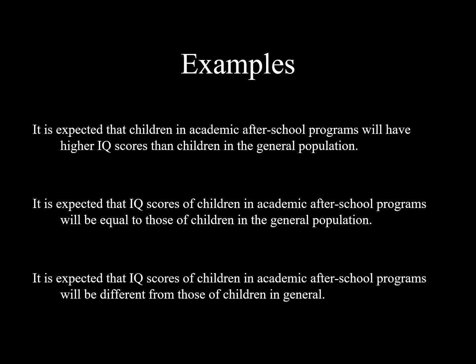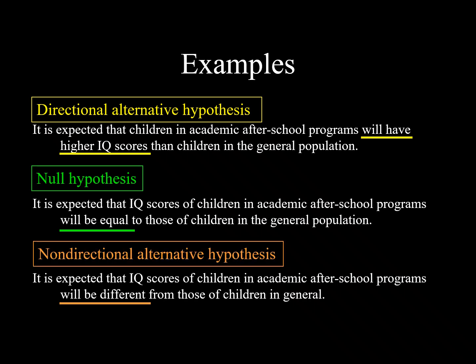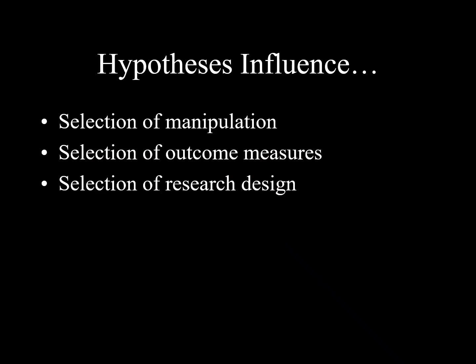So let's go through some more examples. It's expected that children in an academic after-school program will have higher IQs than children in the general population. So again, we have a directional alternative hypothesis. We'll have higher IQ scores. It is expected that IQ scores of children in academic after-school programs will be equal to those of children in the general population. So this is a null hypothesis. We're expecting there not to be a difference. And finally, it's expected that IQ scores of children in academic after-school programs will be different from those of children in general. This would be a non-directional or two-tailed alternative hypothesis. It's just a difference.